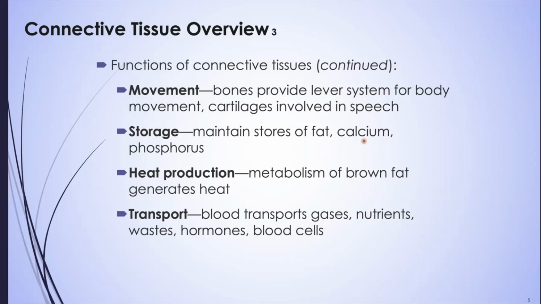Heat production. The metabolization of brown fat helps to generate heat. Now, isn't that great? But we don't have that much brown fat as older individuals, but we'll talk more about that and go into who really has a lot of the brown fat. Transport. Blood is used to transport. And what does it transport? It transports gases, nutrients, waste, hormones, and blood cells. And so blood is considered connective tissue. So we're going to get into all that goodness.